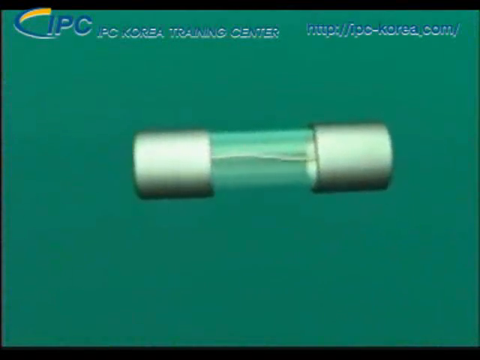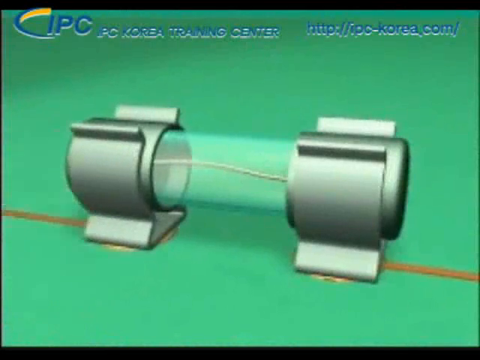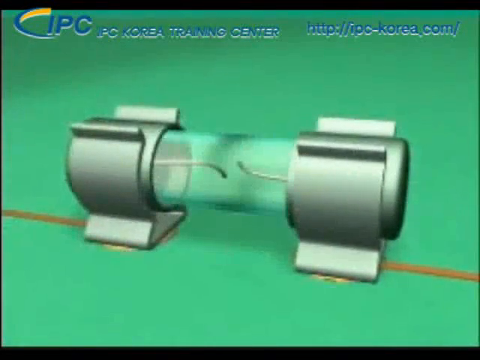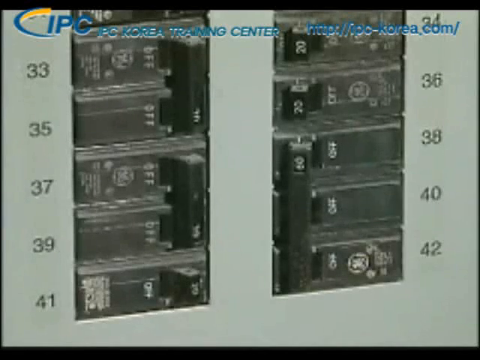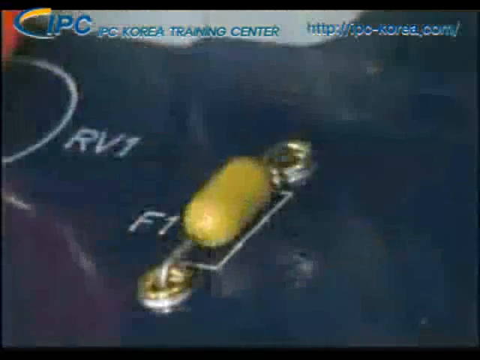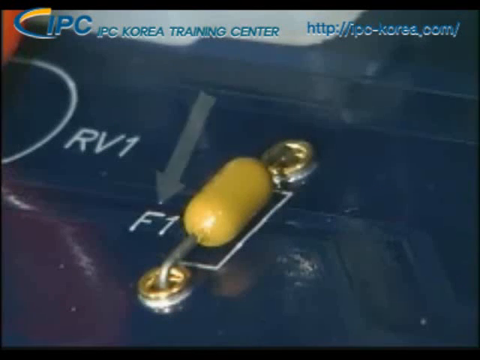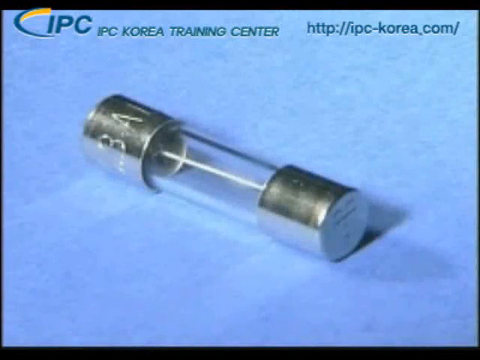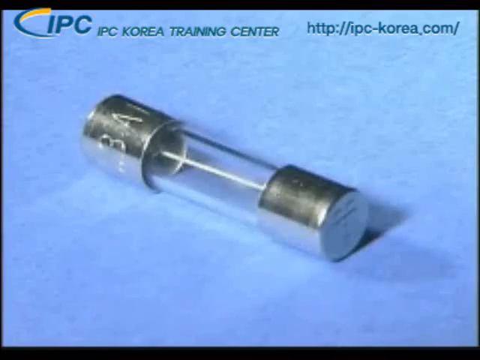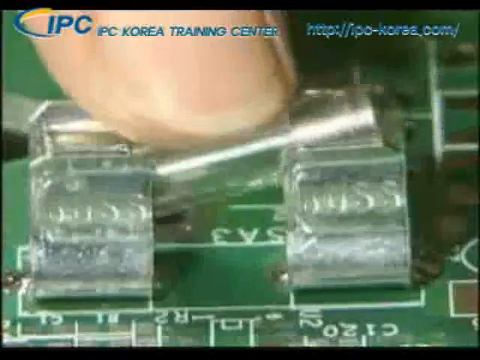Fuses and circuit breakers protect a circuit from electrical overload by intentionally failing before the overload gets to the circuit. A circuit breaker is a fuse that can be reset after failing. The reference designator for a fuse is the letter F. CB designates a circuit breaker. These components are measured in amps and may also have a voltage rating. The value is usually marked on the component along with the part number.